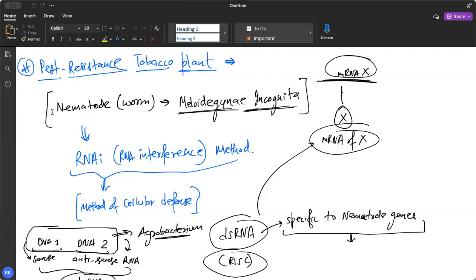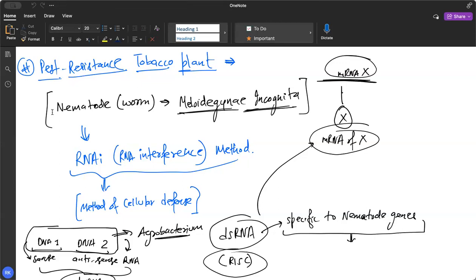Sorry, which mRNA did we target again? So the mRNA which is present in the nematode, right? We silence it. So there will be many mRNAs present in the nematode. There will be thousands of genes and thousands of mRNAs, and the mRNA specifically causing the disease.